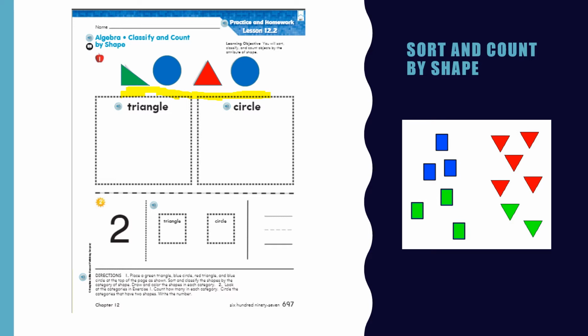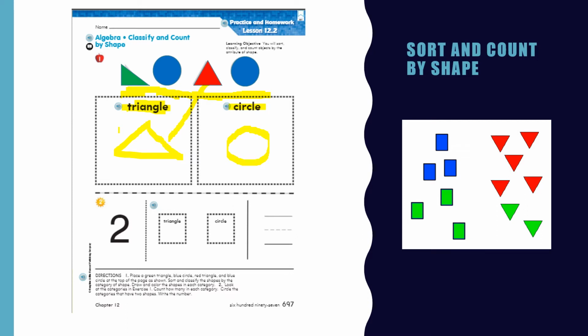Okay, so you're going to take those four shapes and you will sort all of the triangles in this box right here where it says triangles, and over here where it says circles, you will put all of your circles. All right, so you're going to move them from above and pull them down into the correct box.